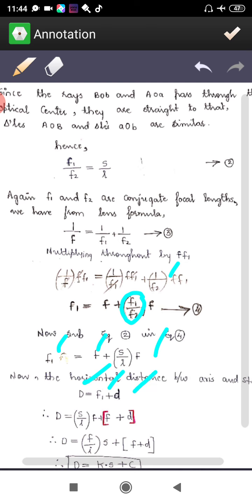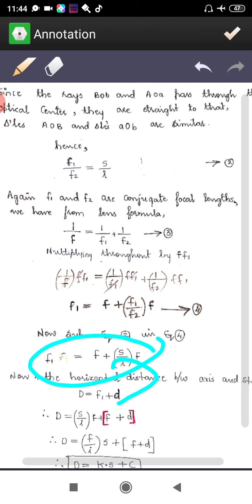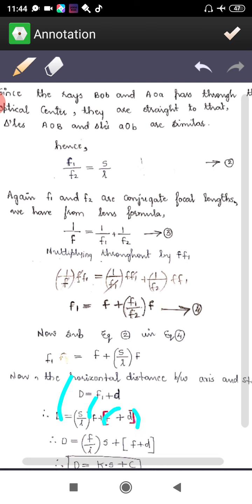So you can easily write that F1 value in equation 1. This F1 value you can put here in this equation, so D is equal to (S by I) into F plus d. This I can take separately, so I can write it as F plus d. So D is equal to (F by I) into S plus (F plus d).